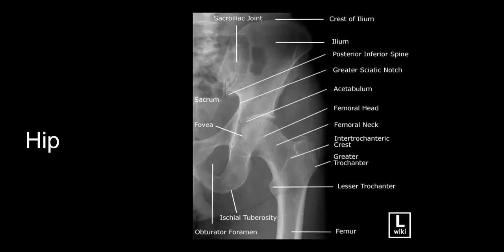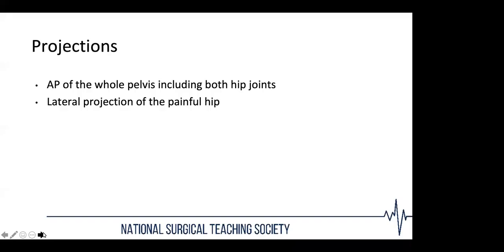This is in contrast to younger patients who can still sustain neck of femur fractures, but it's more likely to be a high impact injury, for example, a road traffic accident or other major trauma. So in order to adequately image the hip, you're expecting 2 projections. You basically need an AP of the whole pelvis to include both hip joints, and you need a lateral projection of the painful hip.